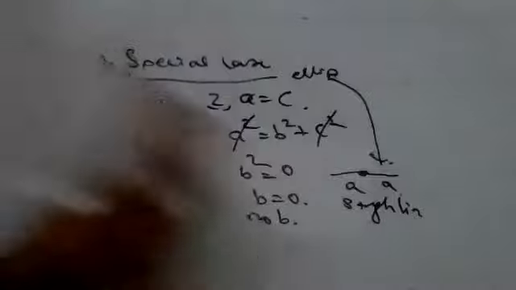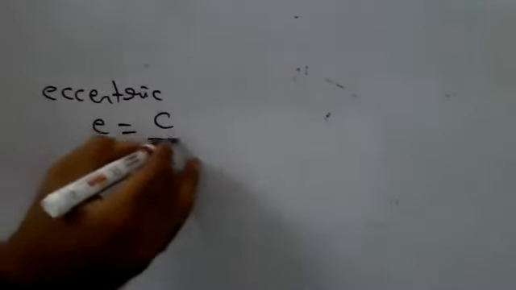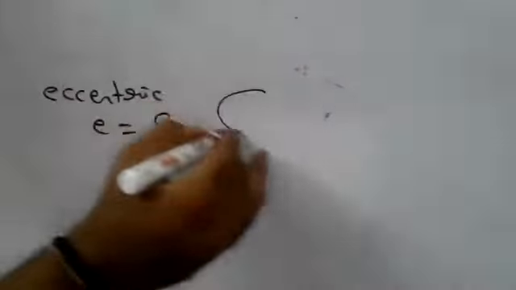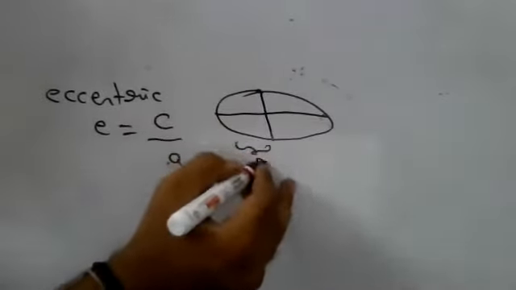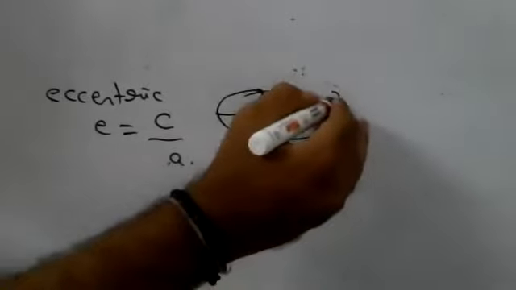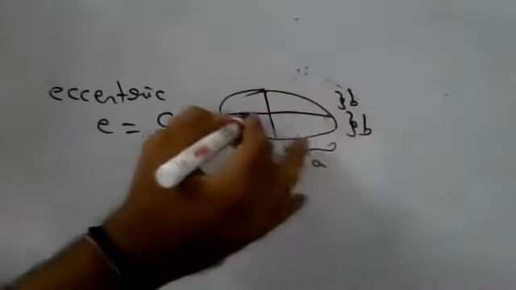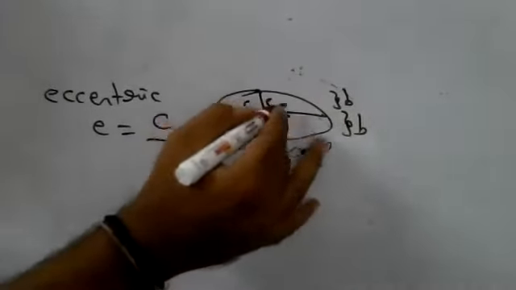Okay, children. After this, we are going to study what we mean by eccentricity. Eccentricity is represented with E. Eccentricity is the ratio of C to A. Children, what is C and what is A? You all know very well. This is A, this is A. This is B, this is B. And this is C, this is C.